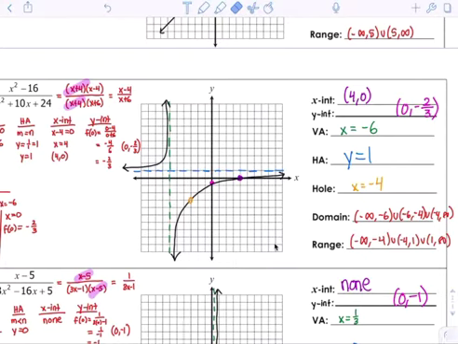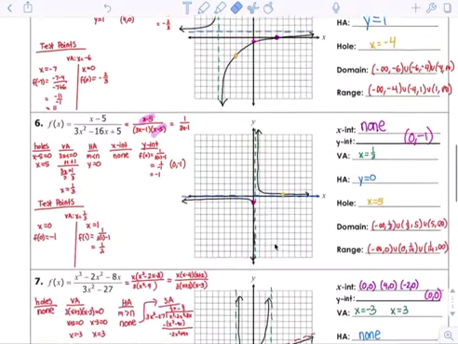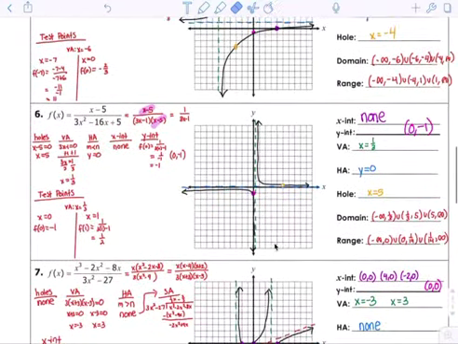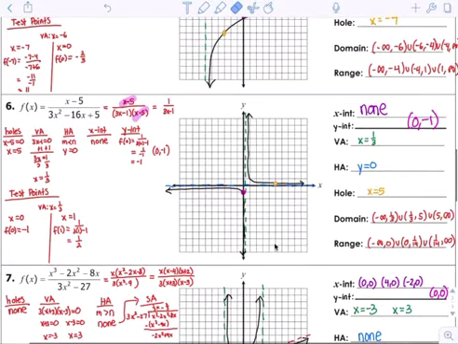Okay, so there's number 5. Number 6. I factored and then I realized that you could cancel, so set what I canceled equal to 0. So since I canceled x minus 5 equals 0, x is equal to 5. There's the hole. Vertical asymptote, set the denominator equal to 0. So we're going to get x is equal to 1/3.